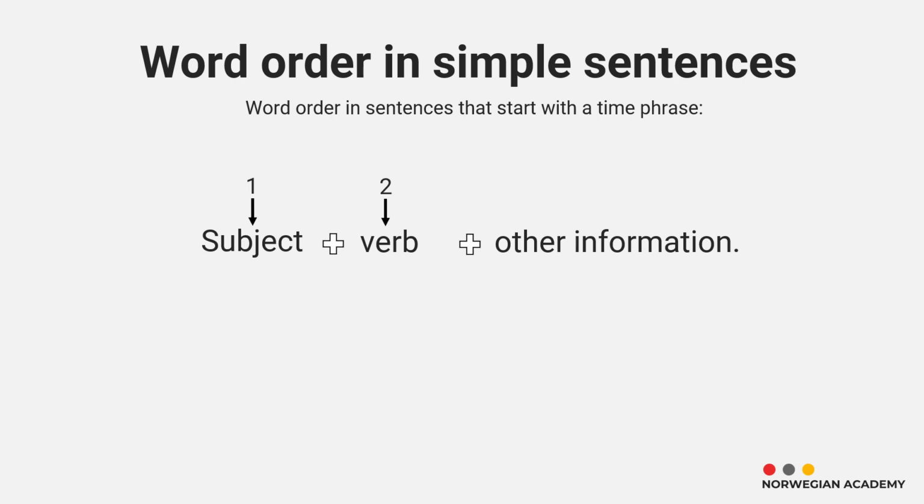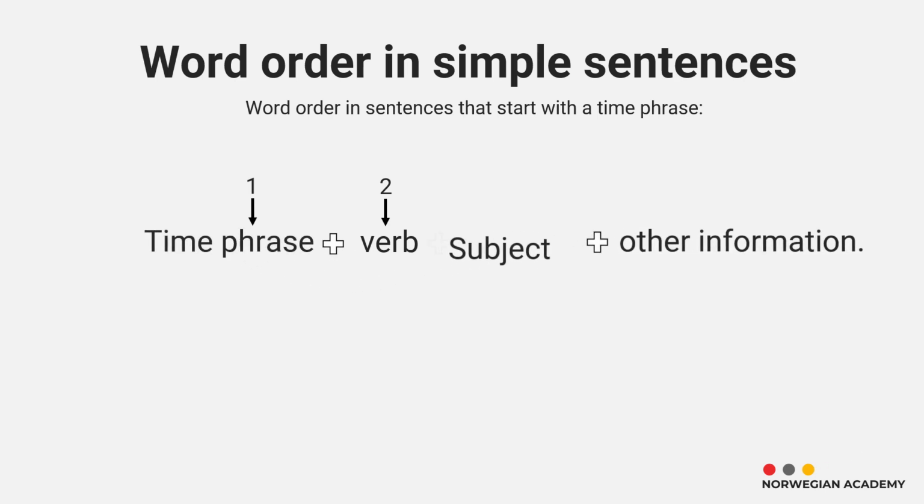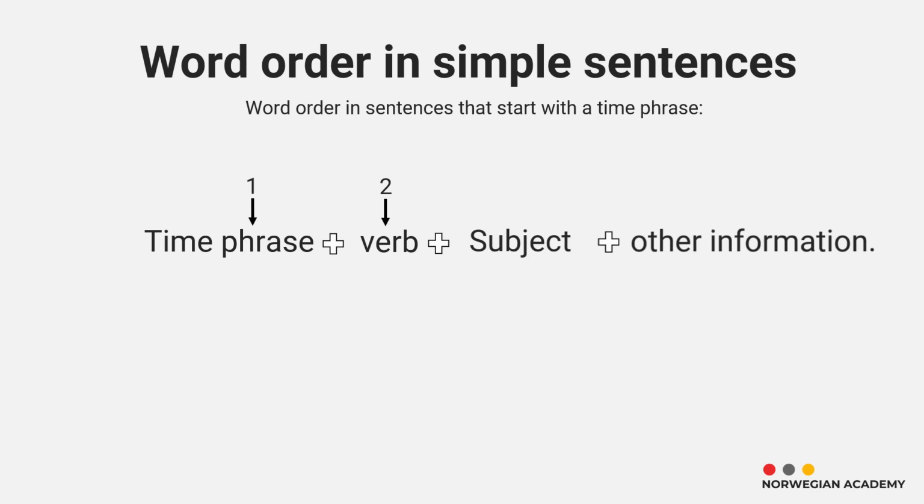You might remember that a verb takes the second place in a sentence. It is the same when a sentence starts with a time phrase. Let us take a look at an example.